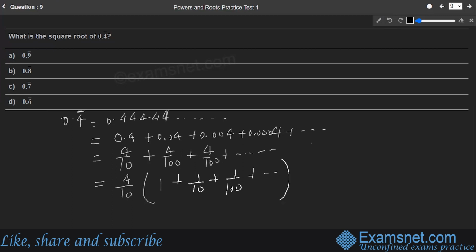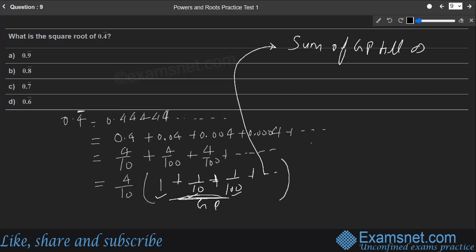So this 1 plus 1 by 10 plus 1 by 100 is nothing but a GP, a geometric progression, where the common ratio is the same between any two consecutive numbers. This is what a GP is. So this is clearly a GP in front of you, and since there is a plus involved, we are basically looking for the sum of a GP till infinity.